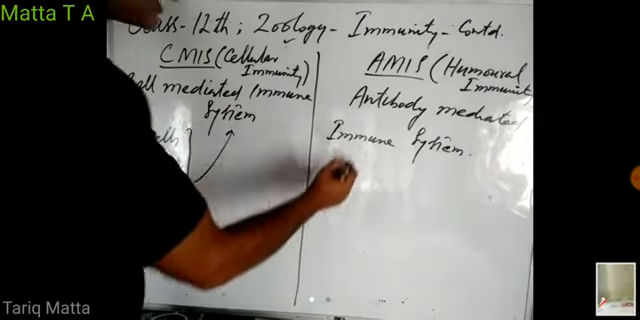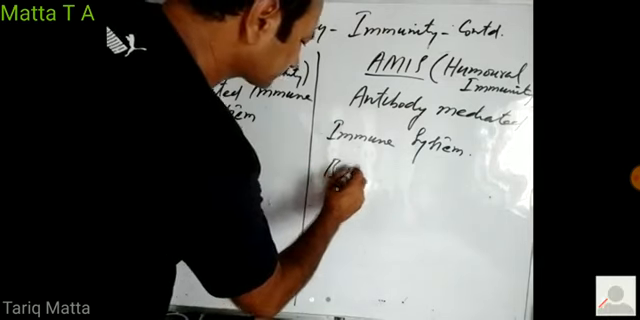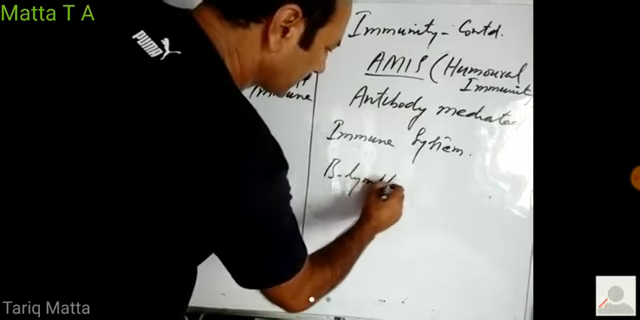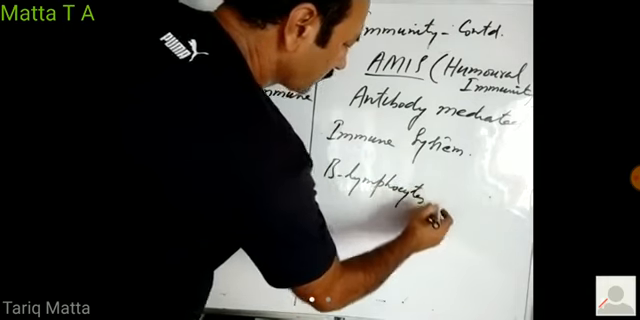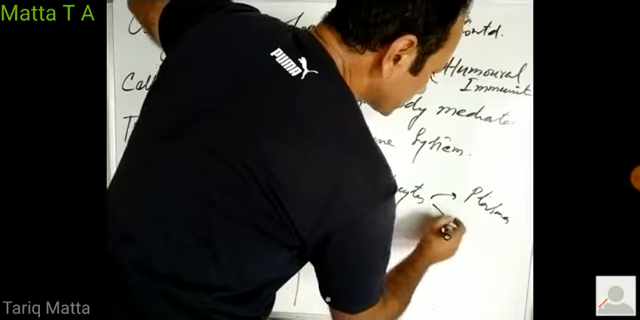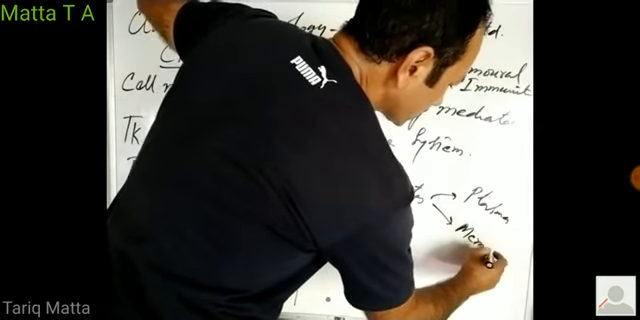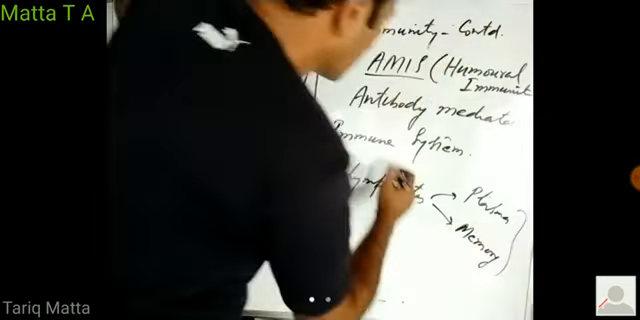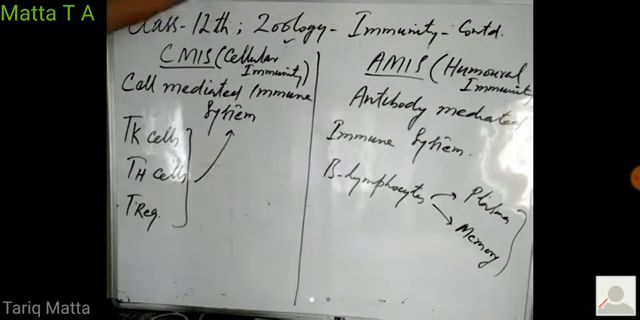Whereas B lymphocytes give rise to plasma cells that produce antibodies, and memory cells that maintain the record of the invaded pathogen. They provide us humoral immunity.